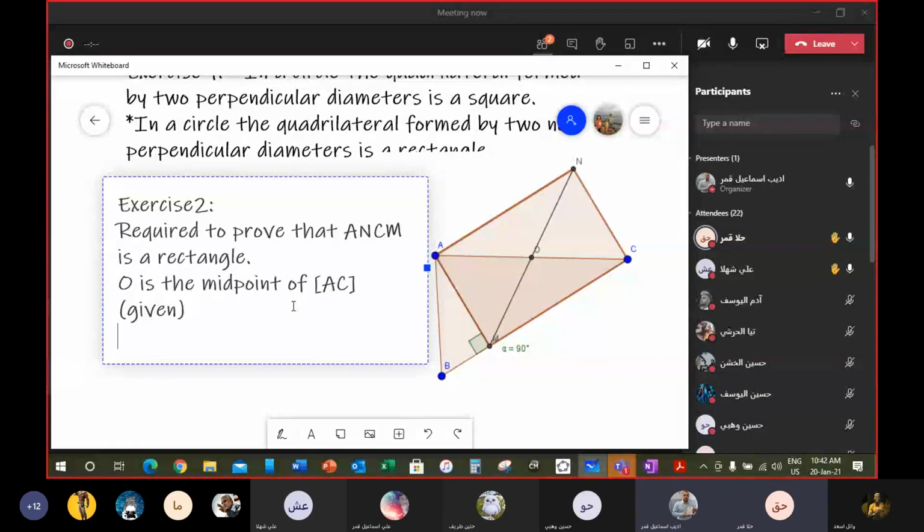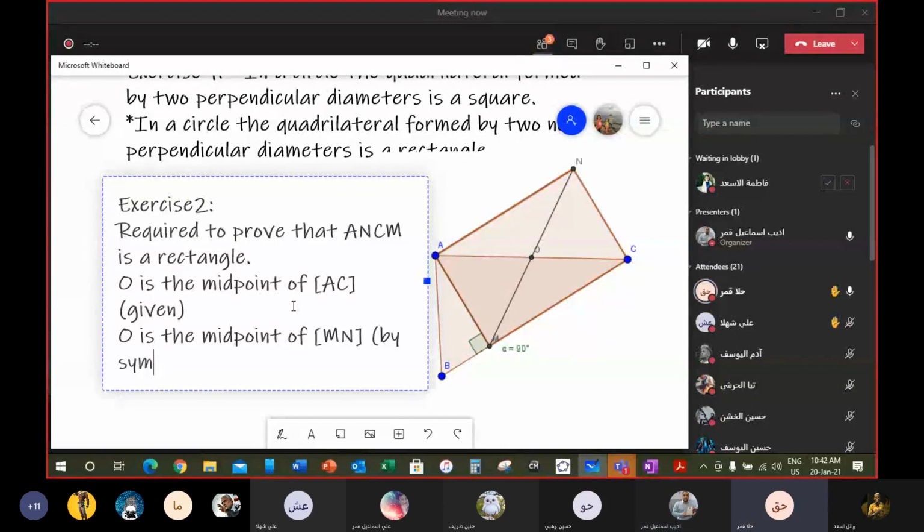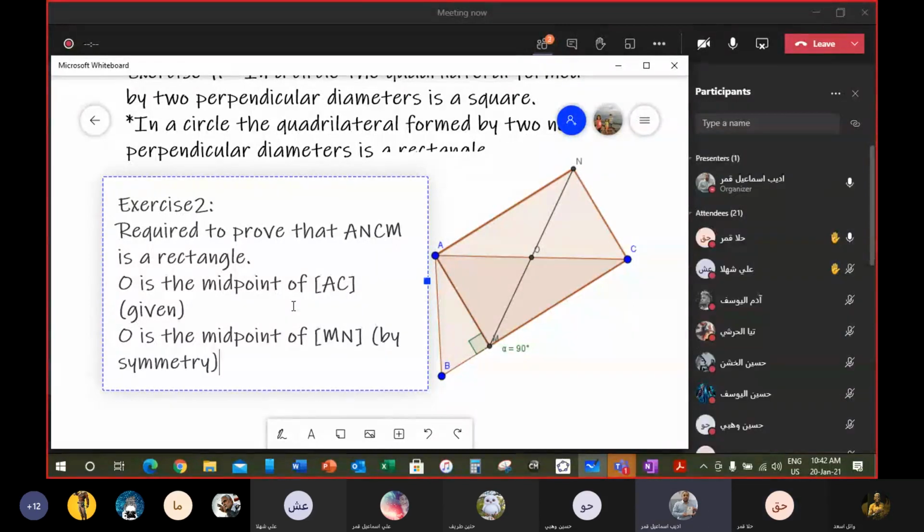So what do we conclude here? Then O is the center of symmetry, the midpoint of segment MN. Why, what is the reason? So AMCN is a parallelogram since the diagonals bisect each other, and by symmetry O is the midpoint of MN.